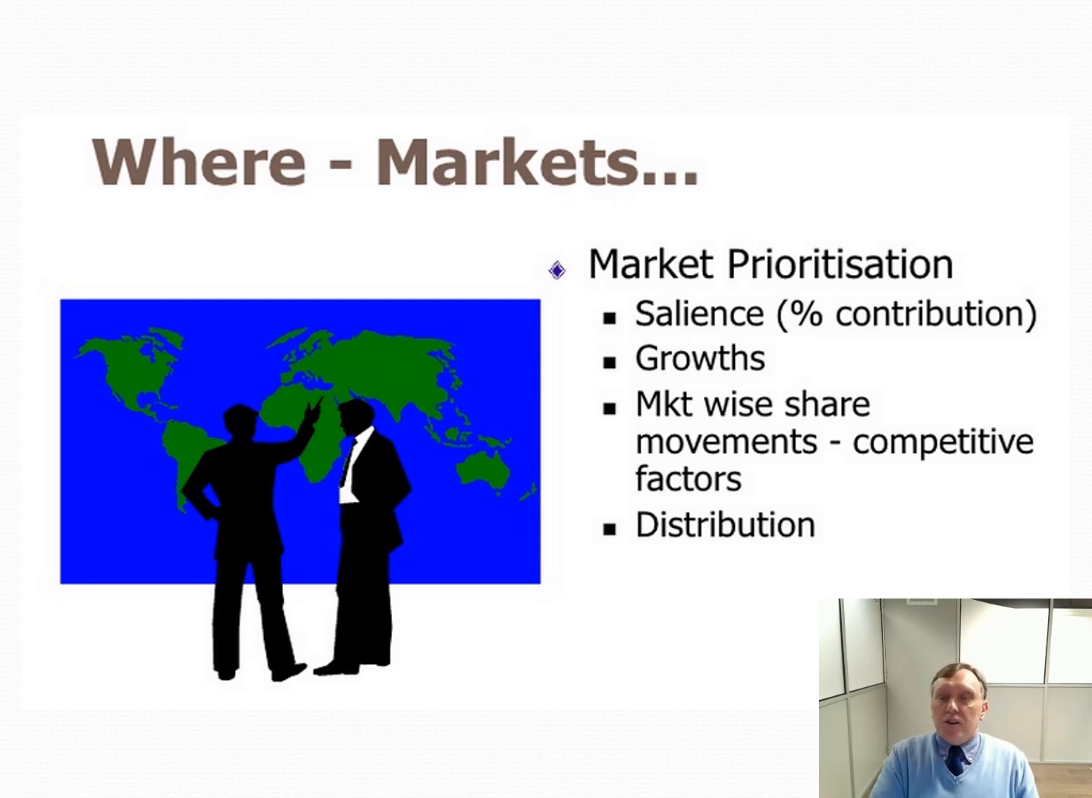What is the market-wise share of movements, the competitive factors? In every case, we have to include what our competitors are doing and how we are being more competitive than those competitors. What is it that we're going to be able to offer that particular market? And the distribution: where are they distributed? Is it in particular countries, in particular cities, is it particular areas? Where are our customers?